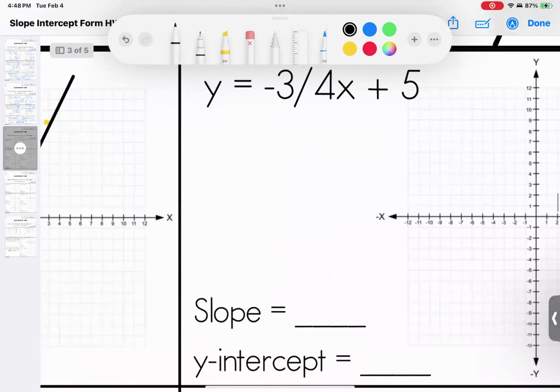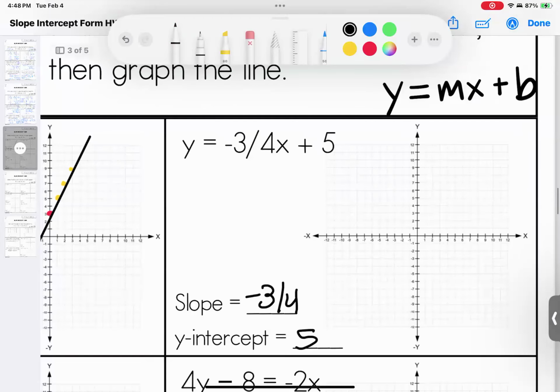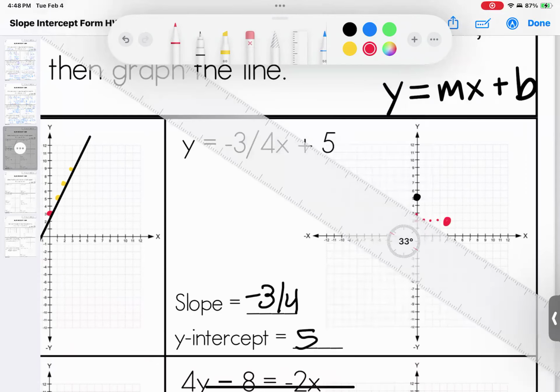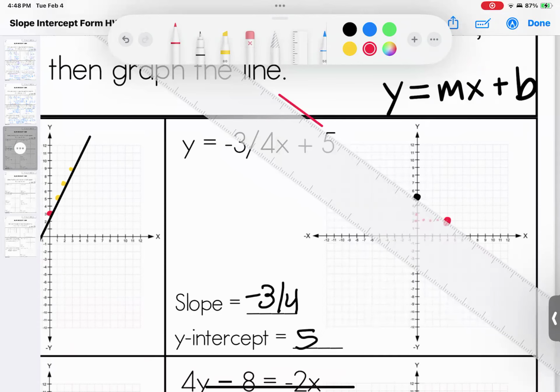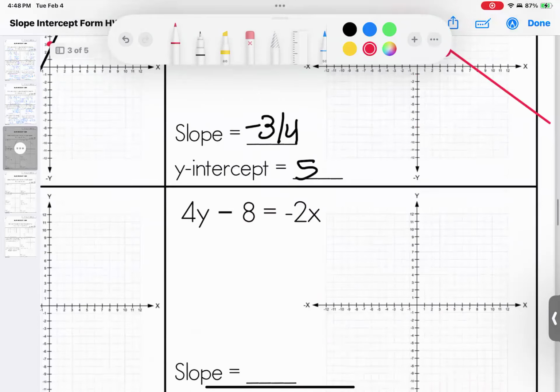All right, slope is -3/4. Y-intercept is 5. So I'm going to go up to 5 and put my dot. And I'm going to go down 3 over 4. So 1, 2, 3, 1, 2, 3, 4. I'm going to draw my slope. And it is a negative slope, so it should be trending down.